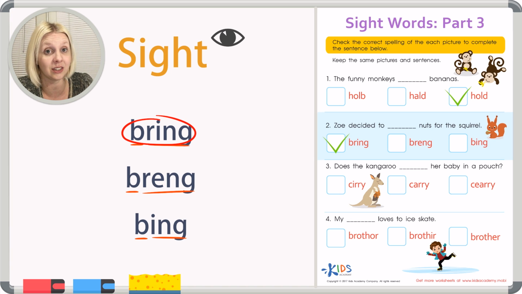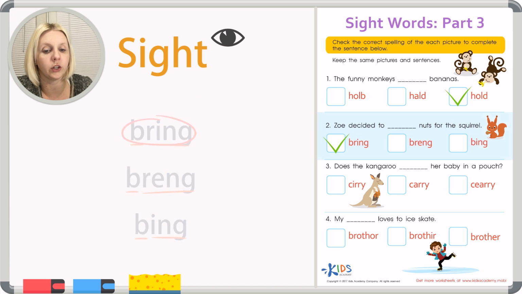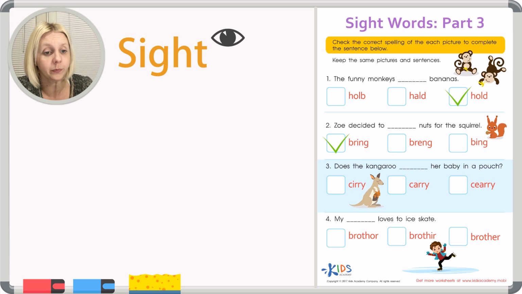But once again, because it's a sight word, it's a word that we need to put into our memory. So let's use our working memory and let's air write this out, okay? So we've got B-R-I-N-G, bring. B-R-I-N-G. Okay, let's go on to the next one, number 3.